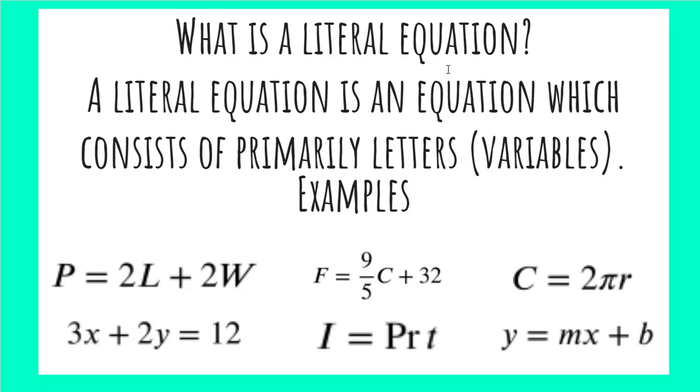So what is a literal equation? A literal equation is an equation which consists of primary letters or variables. So it's an equation that has more than one variable. If you look down here, here are all examples. All of these equations have more than one variable in them. A lot of these are formulas, like this is a formula for perimeter, formula for Fahrenheit, formula for circumference. So these are used a lot in math and solving for particular variables, and they're also used a lot in science when you're solving for a given variable.